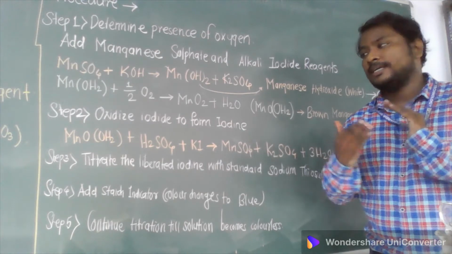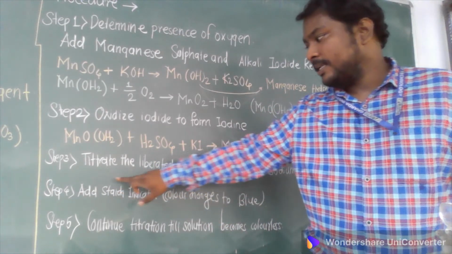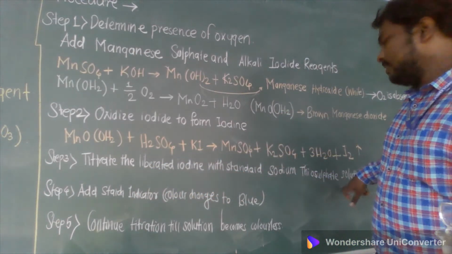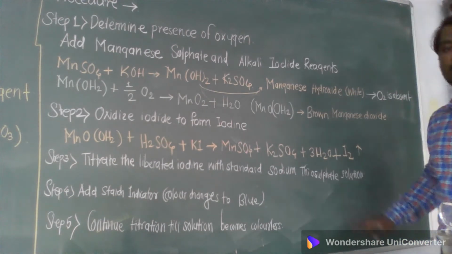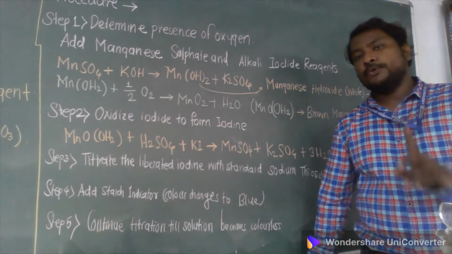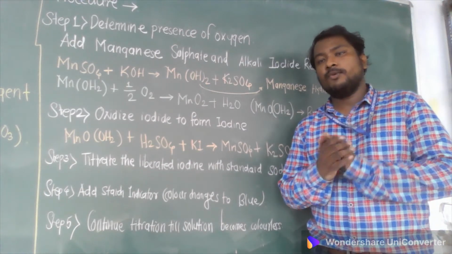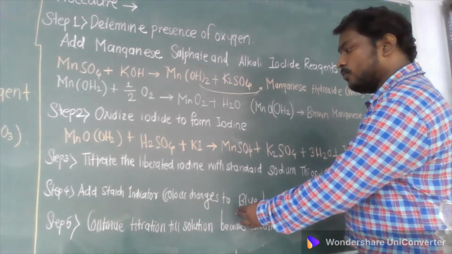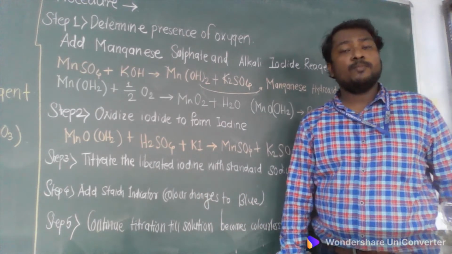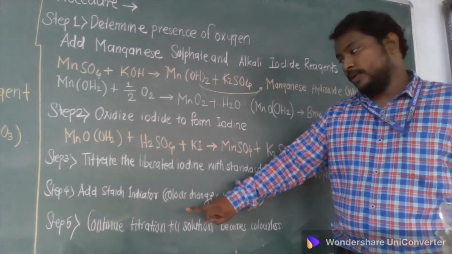We have to perform the titration. Step number 2 is completed. Then step number 3 is titration. Titrate the liberated iodine with the standard sodium thiosulfate solution that we have prepared in our laboratory. We will use that solution as a titrant and perform the titration. And step number 4: direct titration without the help of an indicator is not possible, hence we are going to use the starch indicator.